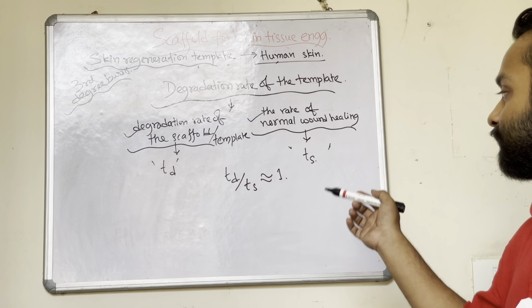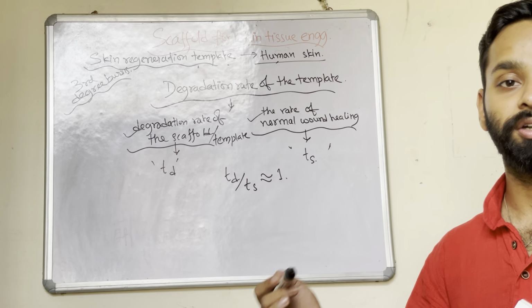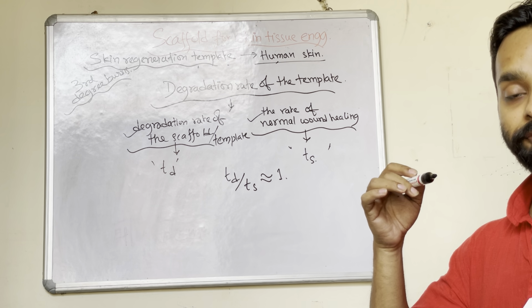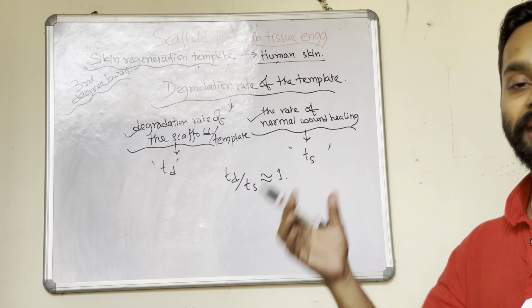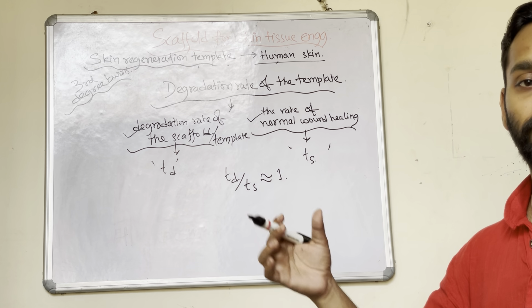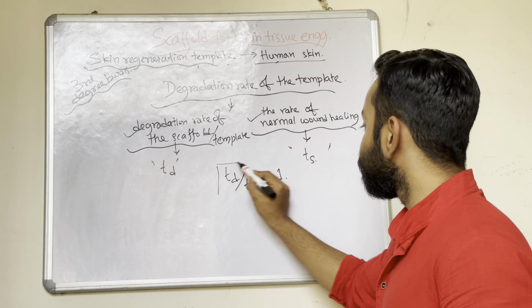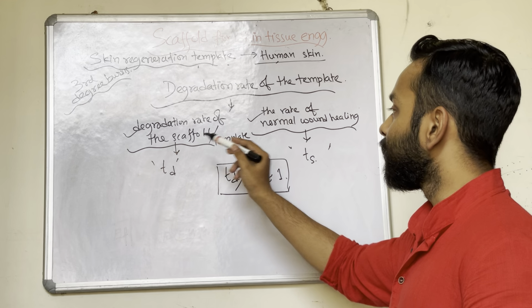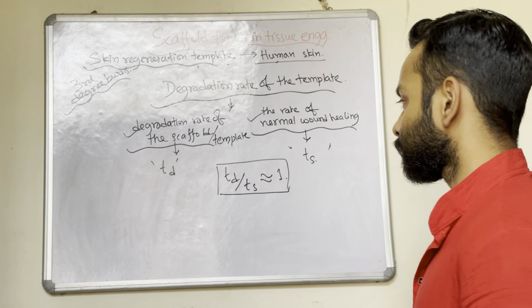And also, if the rate of degradation is very fast compared to the rate of normal wound healing or tissue regeneration, then the fresh tissue which is growing, or the cells which are growing, will not have the mechanical support to grow and to proliferate. So the effectivity or the fidelity of the construct will depend on the relationship between the degradation rate of the scaffold and the rate of normal wound healing.